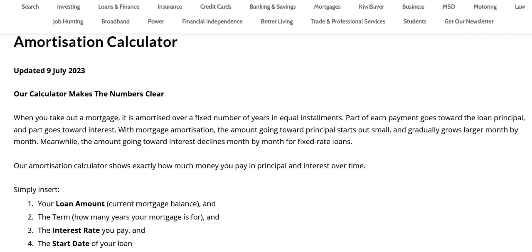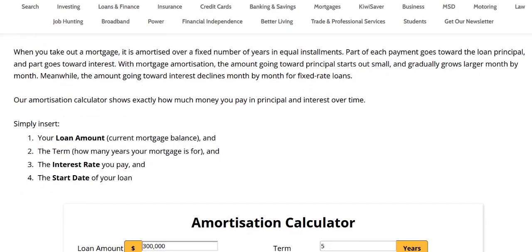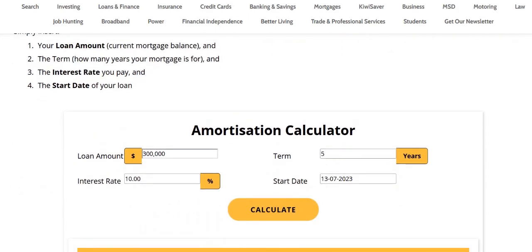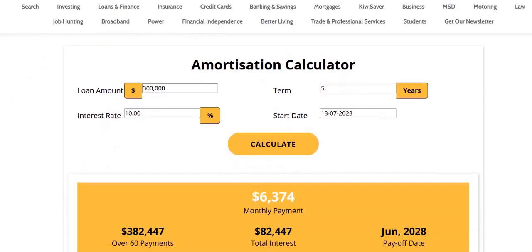So this is very popular with anyone borrowing or who has a mortgage. And what we're going to do is go through how it all works and show a real life example. So without further ado, let's just get straight into it.